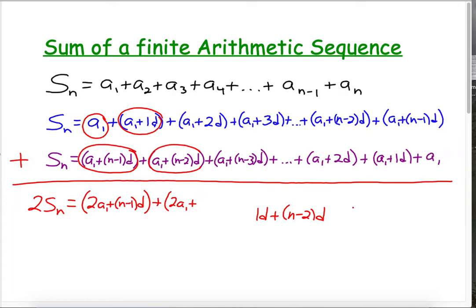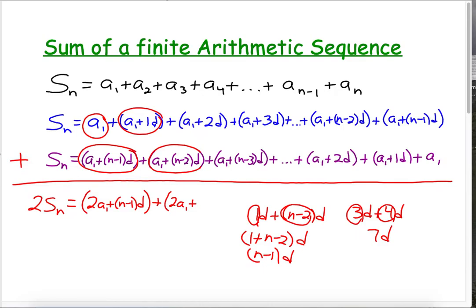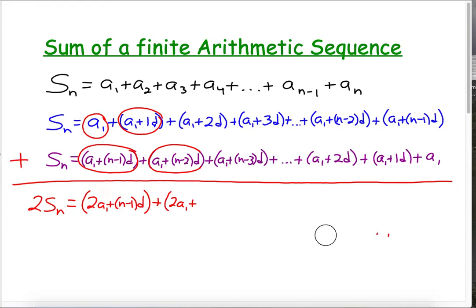Think of it this way. What if I said add 3d plus 4d? What do you get? Obviously you get 7d, no problem, right? All you did was you added the coefficients 3 plus 4. Same idea here. Add the coefficients 1 plus n minus 2 times d. Well, that's going to simplify to n minus 1 times d. Wait a minute. Oops. Let's get rid of this. So n minus 1 times d goes right here. Okay, hey, that's the same as the first term we wrote.